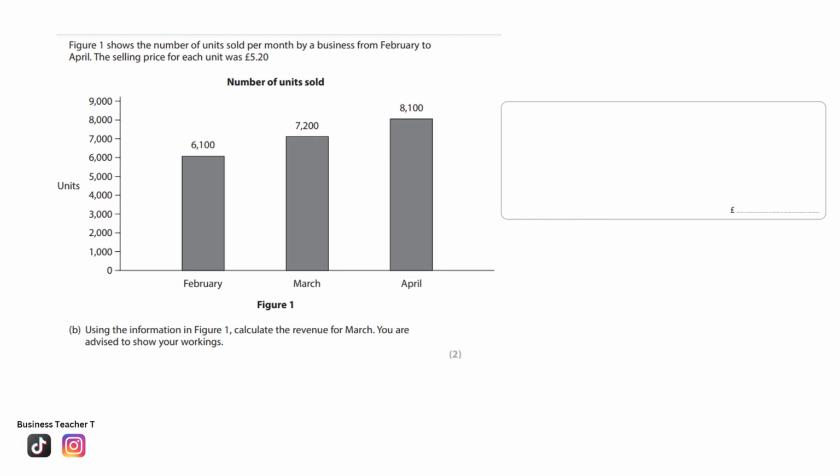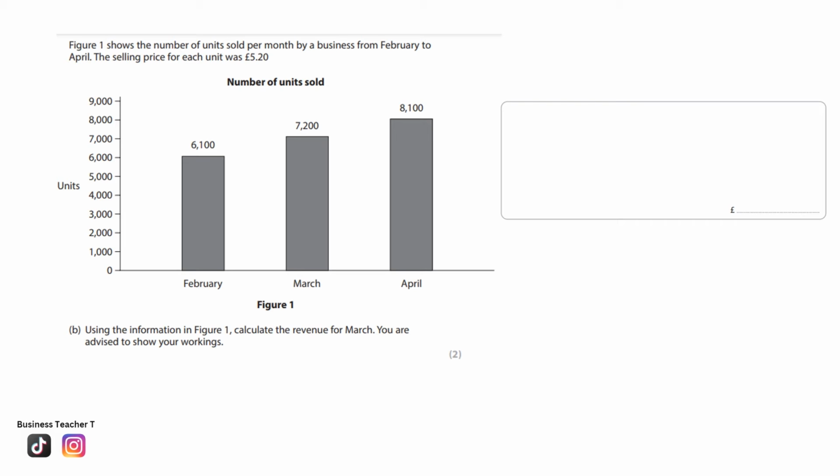A calculation question. Figure 1 shows the number of units sold per month by a business from February to April. The selling price for each unit was £5.20. Now do take a look at figure 1. And the question reads as follows. Using the information in figure 1, calculate the revenue for March. You are advised to show your workings.